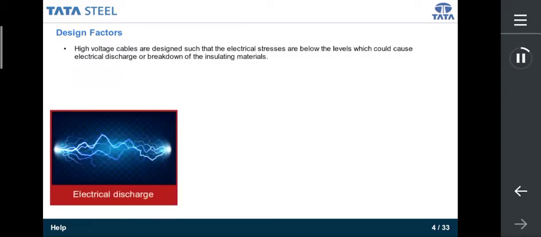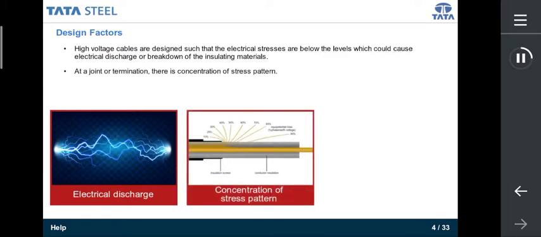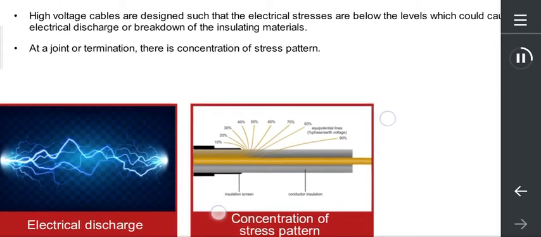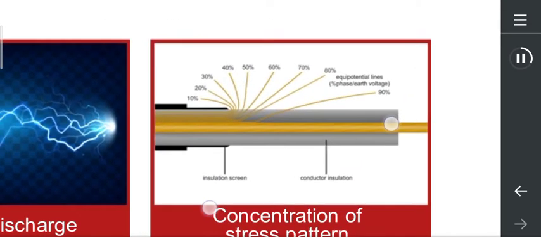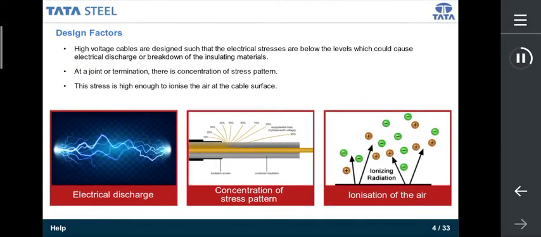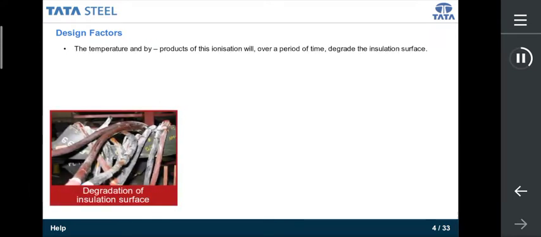High voltage cables are designed such that the electrical stresses are below the levels which could cause electrical discharge or breakdown of the insulating materials. However, where the cable construction is disturbed, such as at a joint or termination, there is a concentration of stress pattern. For screened cables at 6.6 kV and above, there is a very high stress at the point where the insulation screen is removed. This stress is high enough to ionize the air at the cable surface. The temperature and byproducts of this ionization will over a period of time degrade the insulation surface.